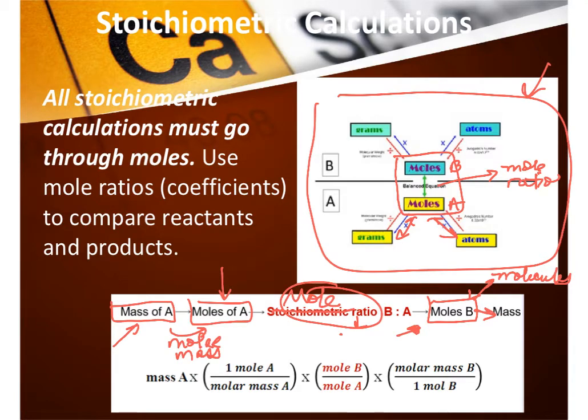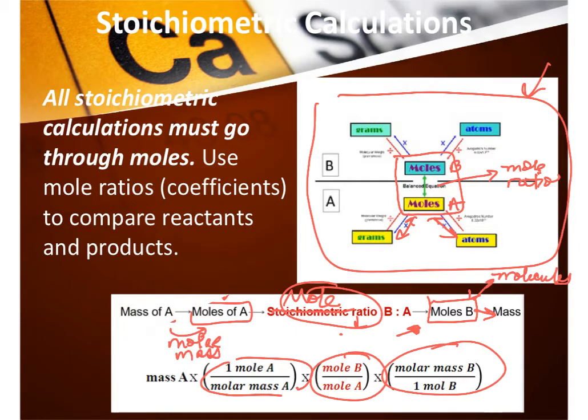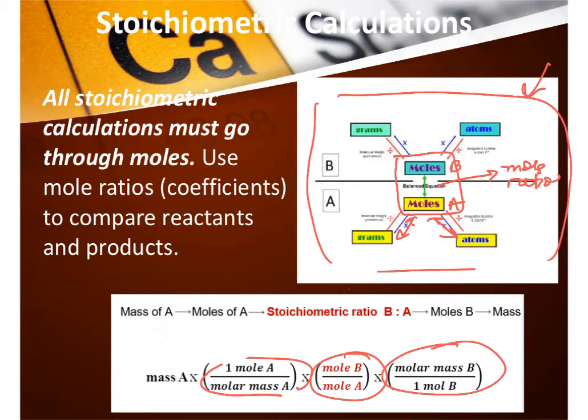The typical stoichiometry problem will have 3 calculations. Each conversion factor represents a calculation. That's 1, 2, 3. If you look at this linear representation of a typical stoichiometry calculation, each arrow represents a calculation. So 1, 2, 3, well, in this case, 4.